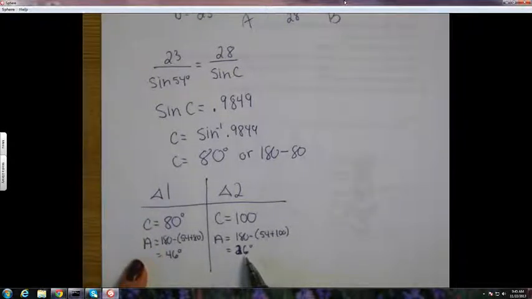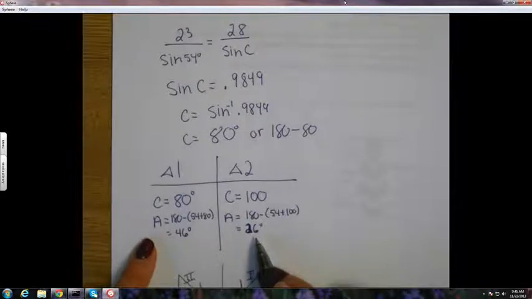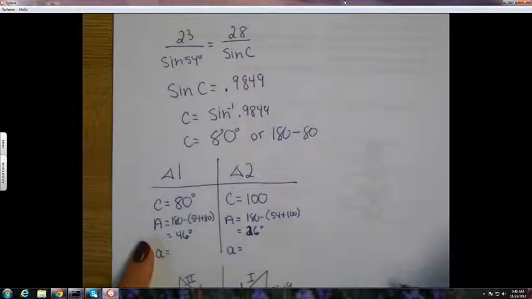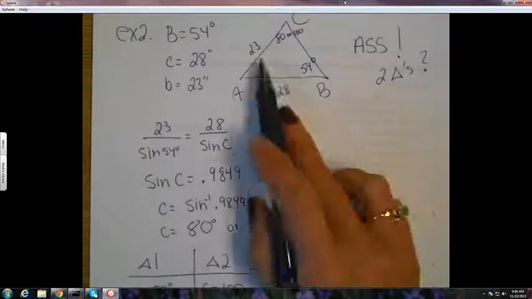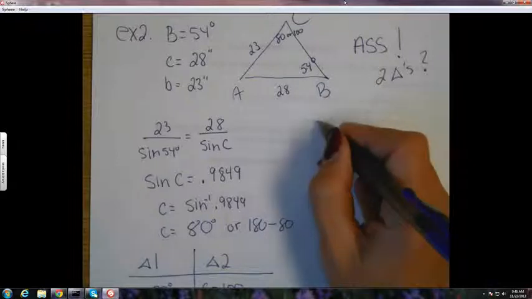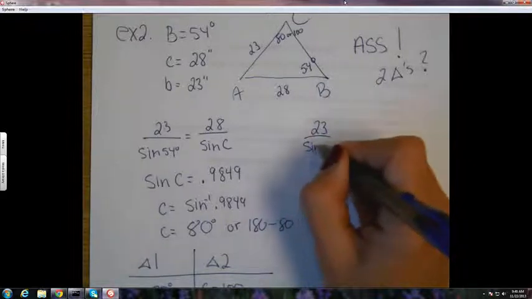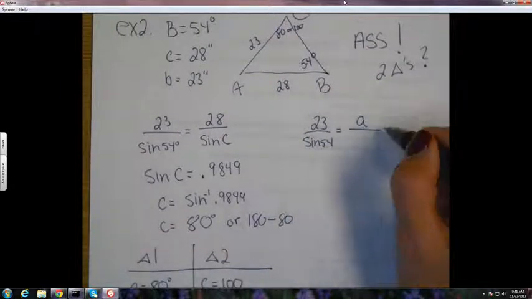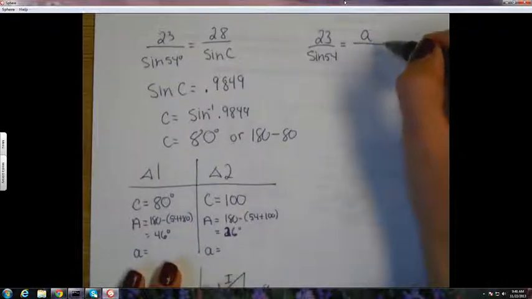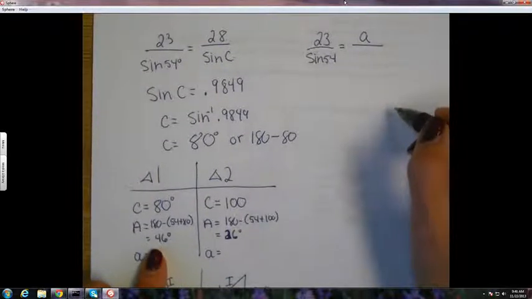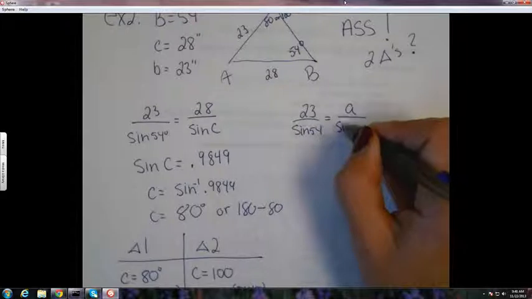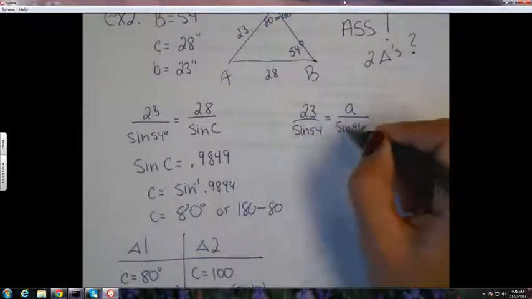So what's the remaining piece that I have to find in both triangles? Little a. I've got to find little a in both of them. So that's law of sines again. I'm going to go back to the 23 over sine of 54 equals little a over sine of angle A. What is angle A in the triangle I'm trying to solve? 46. It's right from my table here. So I'm going to use sine of 46, and then just cross multiply and divide to get a.